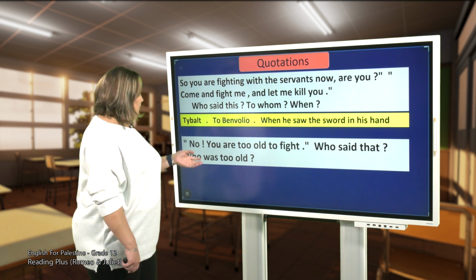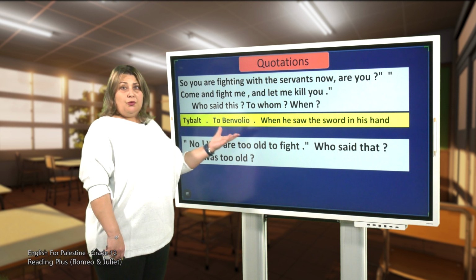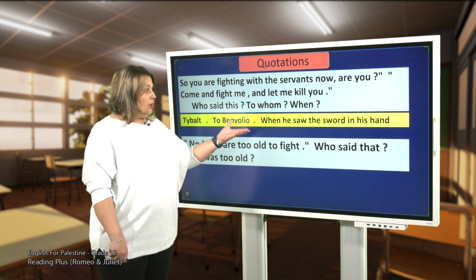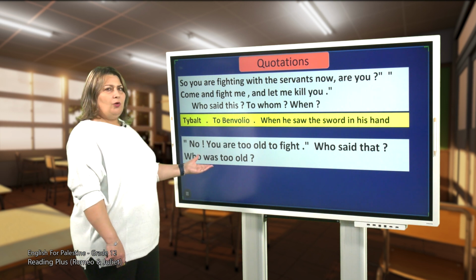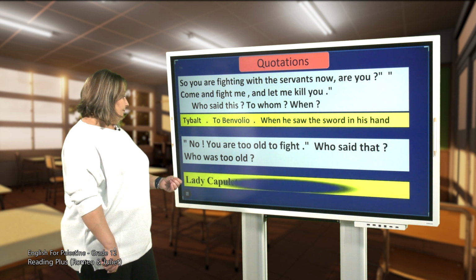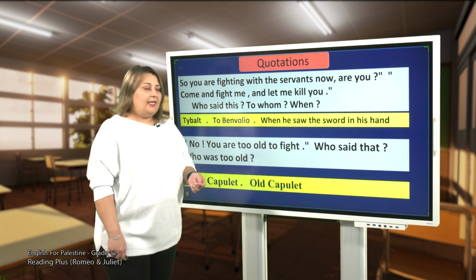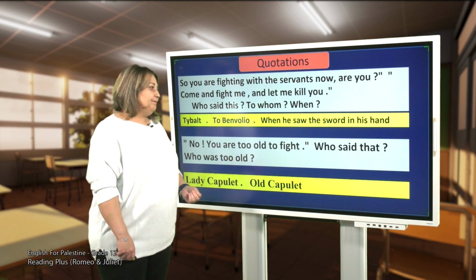Okay, now let's move to the second one, which is, "No, you are too old to fight." The question is, who said that? And who was too old? And your answers are excellent. It was Lady Capulet, talking to old Capulet. Very good.